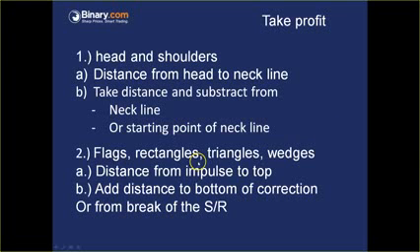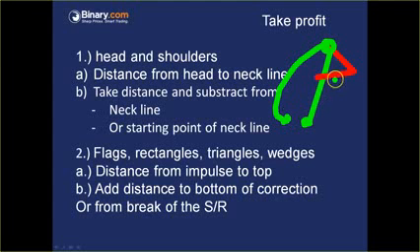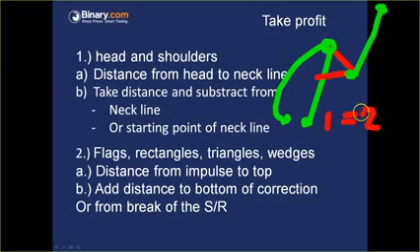Let's see, flags, rectangles, triangles, and wedges: distance from impulse to top, add distance to bottom of correction. So for instance, if you have an upside followed by a flag, take the top minus the bottom of that momentum, and add that from the bottom of the triangle to the top. And usually those will be equal to each other. One will be equal to the second part.